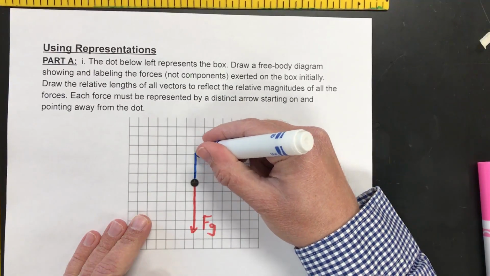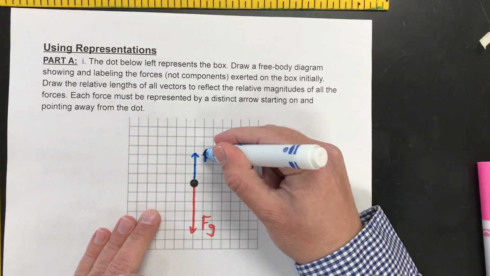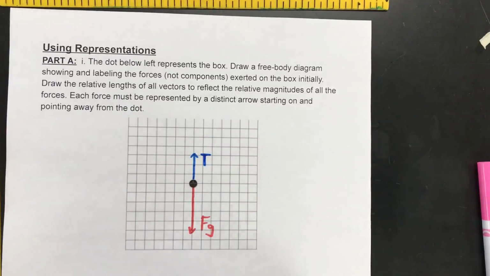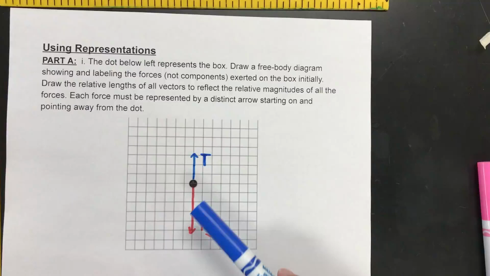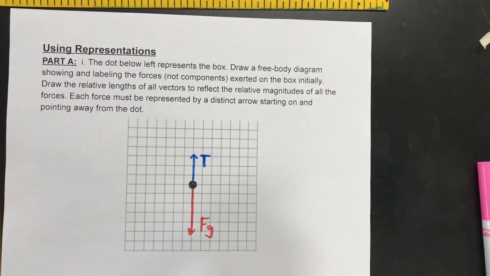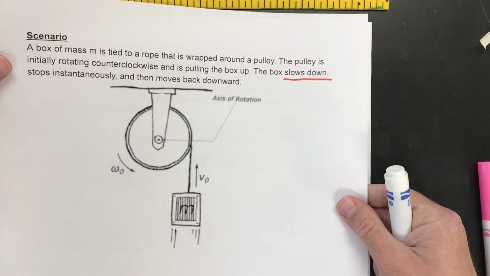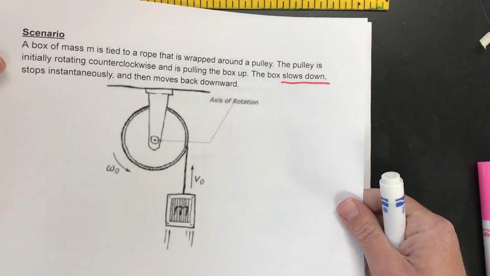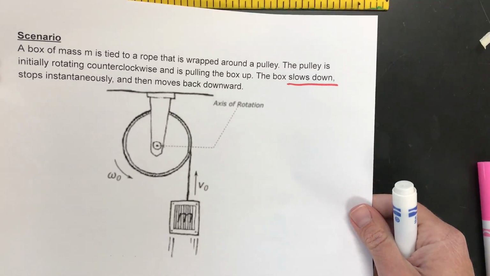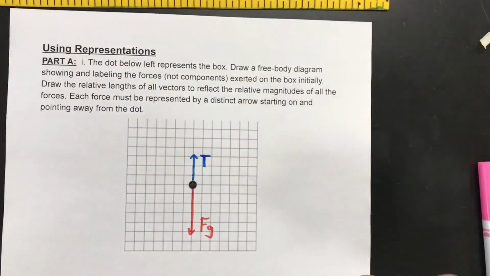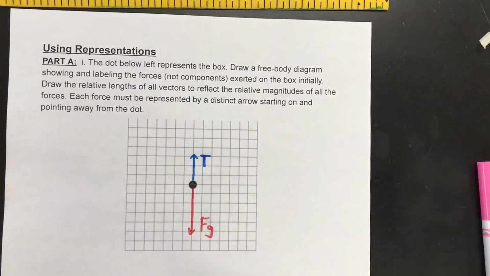1, 2, 3. Now, how did I know? I drew my force of gravity bigger than my tension. How did I know to do that? Because it says the box is slowing down. So gravity is winning the fight. It is accelerating that direction there. So those are the two forces and the only forces on the box.